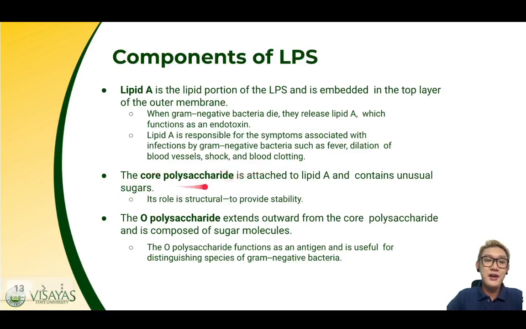The core polysaccharide, on the other hand, is attached to lipid A and contains unusual sugars. The role is structural, so they provide stability for the outer membrane. Lastly, the O polysaccharide is the one that extends outward from the core polysaccharide and is composed of sugar molecules. So the O polysaccharide functions as an antigen, the one that elicits an immune response in the cell, and is useful for distinguishing species of gram-negative bacteria.